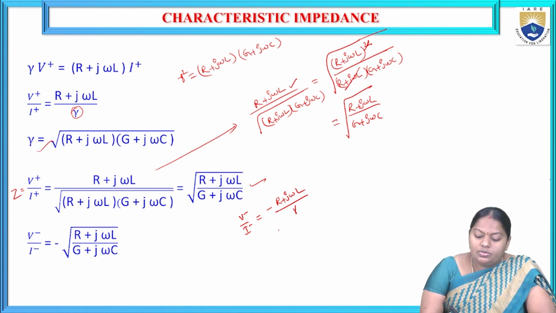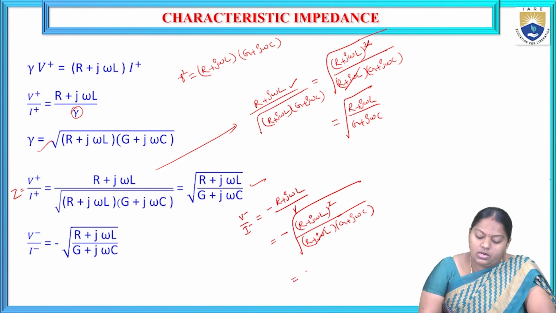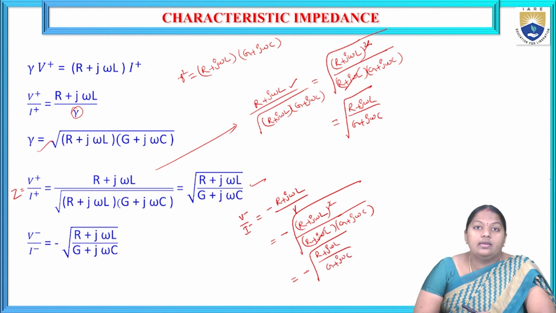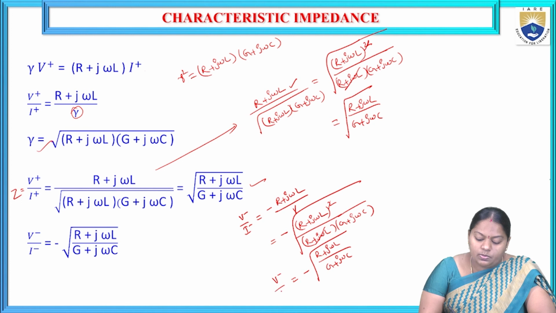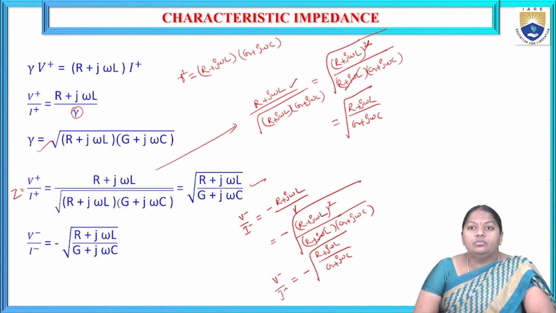So again, if you substitute gamma by this term, then minus of (r + jωl) whole square by the denominator part we have substituted, (r + jωl) into (G + jωC), right? So this and this get cancelled, which is equal to minus of root over (R + jωL) by (G + jωC). This is nothing but V minus by I minus equals, right?